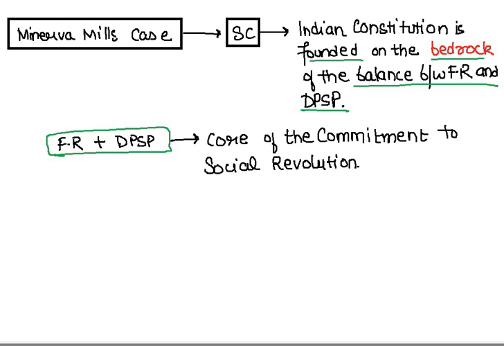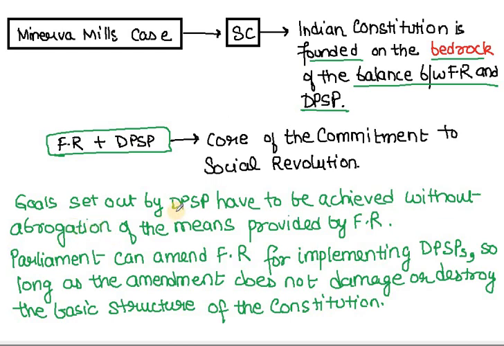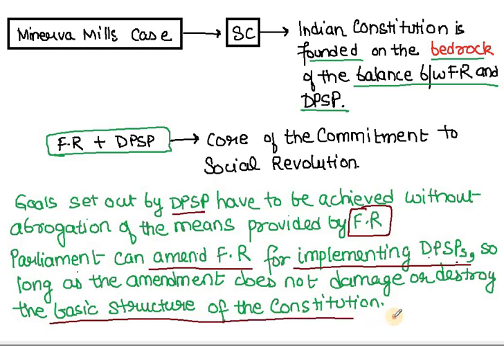Okay. So here the Supreme Court said that the goals which are set out by DPSP, जो DPSP के goals हैं, they have to be achieved, but you cannot achieve them by abrogating fundamental rights, right? So Supreme Court said fundamental rights basically currently they enjoy supremacy over directive principles. But it does not mean that directive principles cannot be implemented. Parliament has the power to amend fundamental rights for implementing directive principles of state policies. But keeping in mind that this amendment does not destroy the basic structure of the constitution.